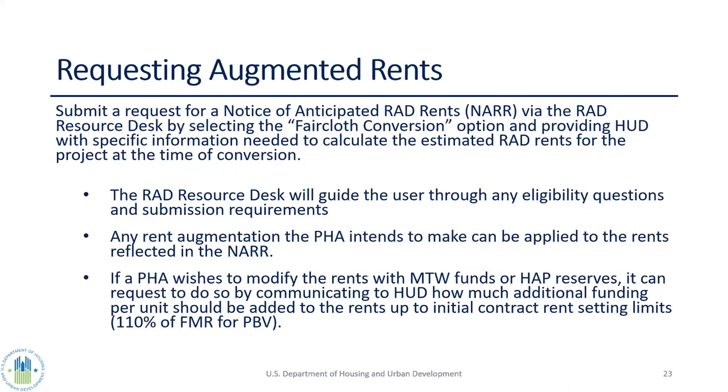Next slide. So just to recap, you can request the NAR on the RAD resource desk. We're very close to updating the application page to validate project eligibility criteria for the rent augmentation for non-MTW agencies. Once we receive a NAR request that has all the information we need, we coordinate with OPHI to generate the cap and op fund estimates needed for the RAD rents. It's usually a couple weeks before we have those back and can communicate the NAR rents to the PHA. Then at that time, you can request HUD include any desired rent augmentation up to the 110% of FMR limit in the NAR that we would then route for signature.